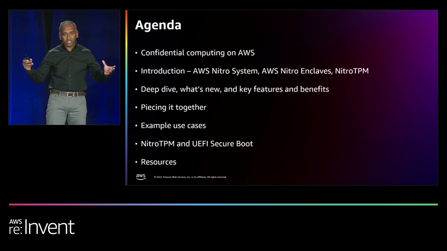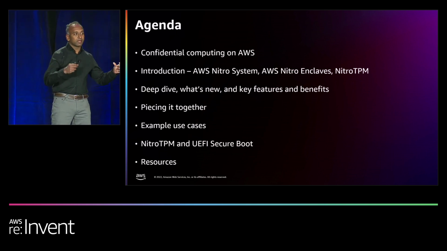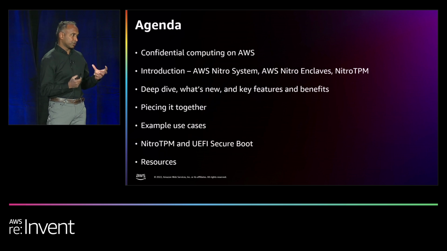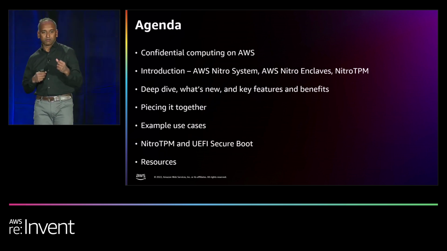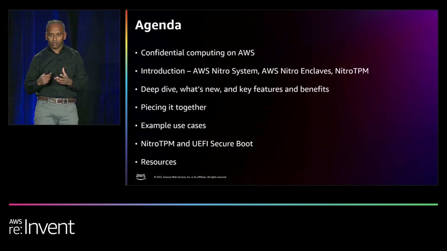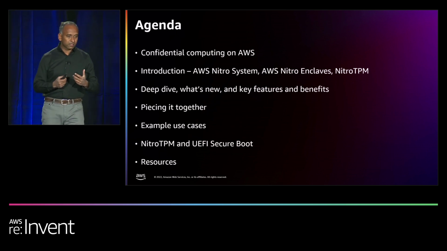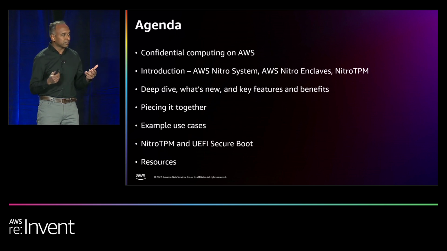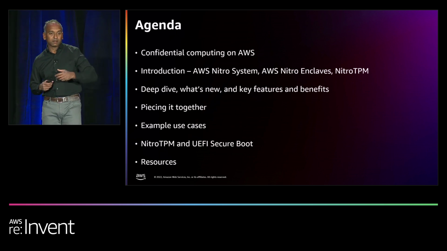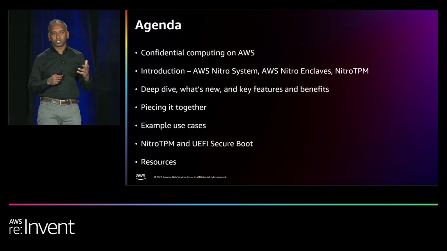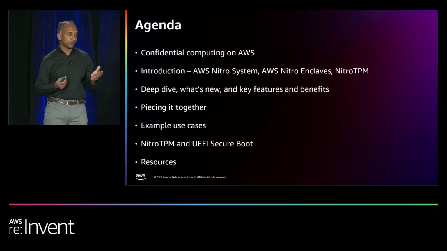We'll then piece it all together by walking through a sample data flow and show you how to bring data from an S3 bucket or a data lake of your choice into an enclave and process it. We'll then talk about some of the example use cases, market segmentation, where we think there's a lot of traction for confidential computing. And then we'll touch a little bit on Nitro TPM and Secure Boot, and we'll close it out with some resources for you.